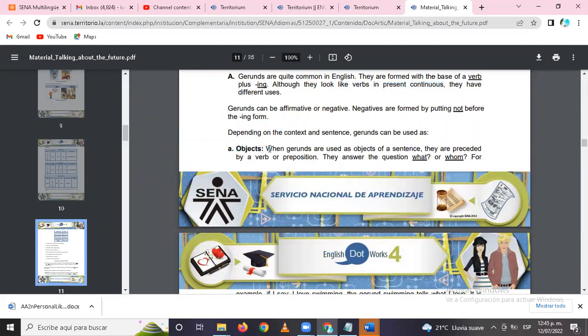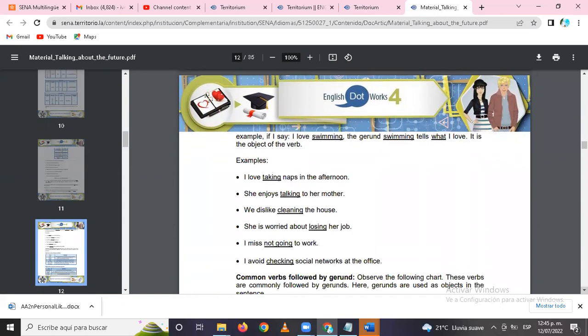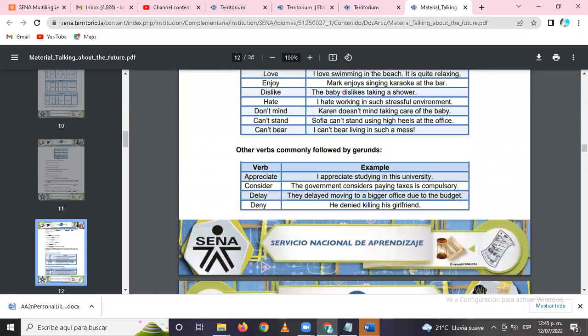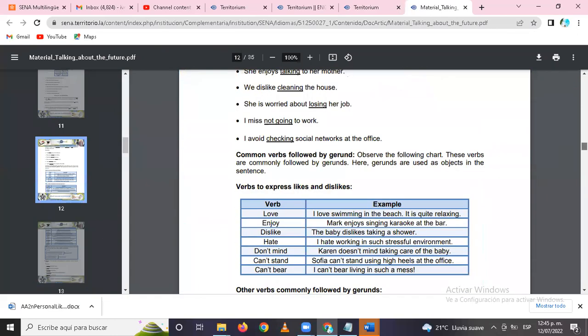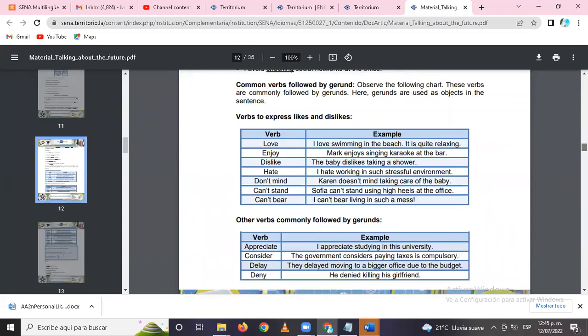You can use them as subjects, as nouns, but here we only have objects. As subjects, that means nouns. And we also have the verbs with which we can use the gerunds. Like I love swimming, Mark enjoys singing, the baby dislikes taking, I hate working, Karen doesn't mind taking care. Sophia cannot stand using high heels. I can bear living in such a mess.